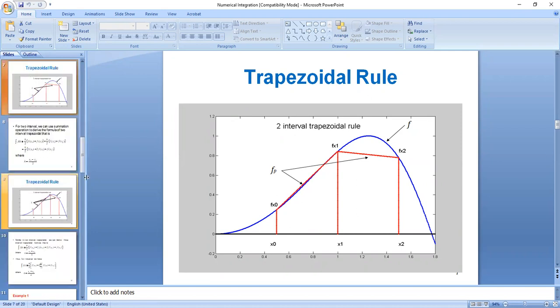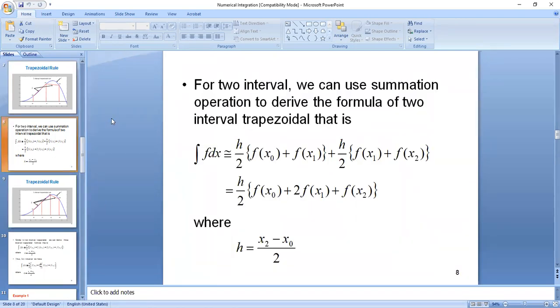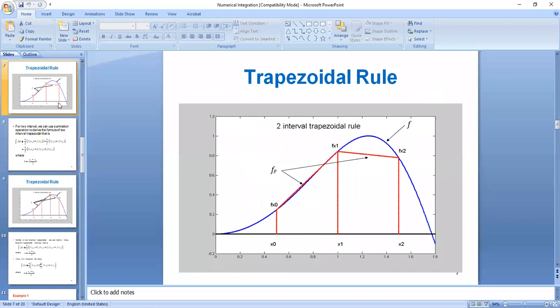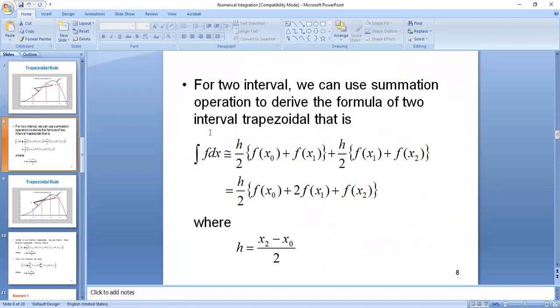We will proceed. Feel free to interrupt if you cannot follow. That way, this one is an easy topic. You can get this easily during the quiz, or you can get a perfect score here. Now, let's go. For two intervals, we can use the summation operation to derive the formula of the two interval trapezoid.